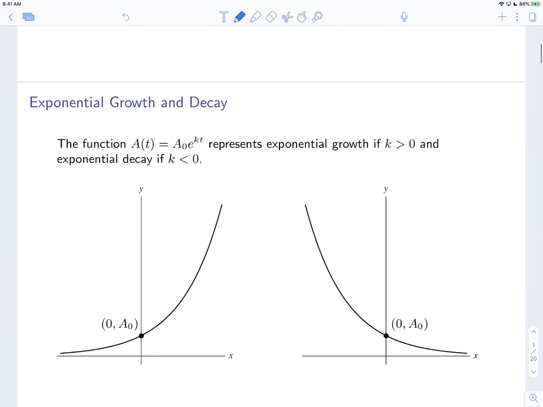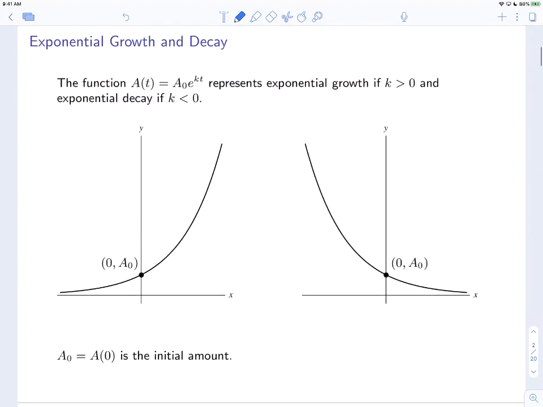In this video, we'll talk about using exponential and logarithmic models to describe natural phenomena such as growth and decay. The simplest way to model growth and decay is to use the exponential model. The exponential model uses an exponential function. A(t) = A₀ e^(kt).